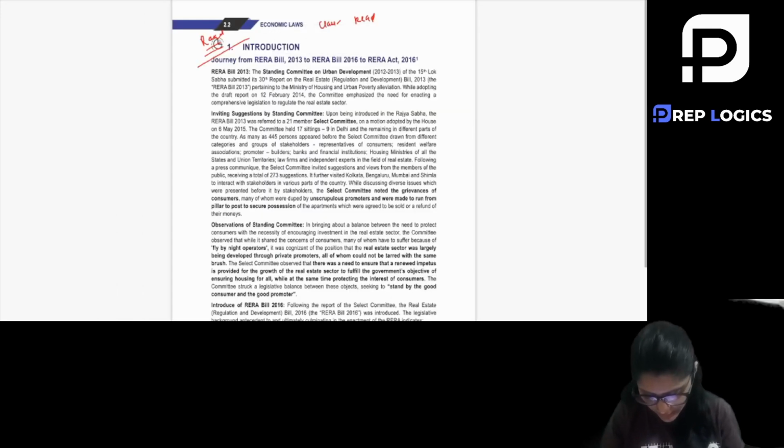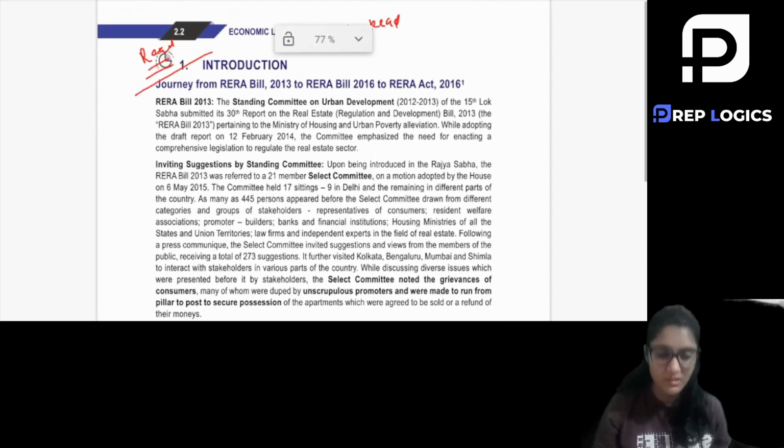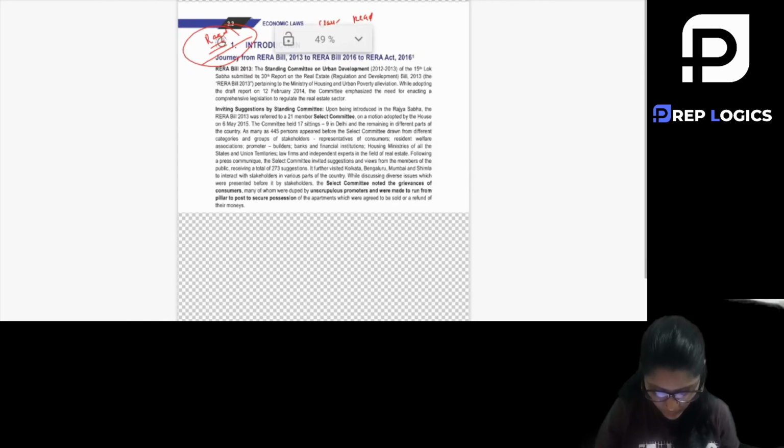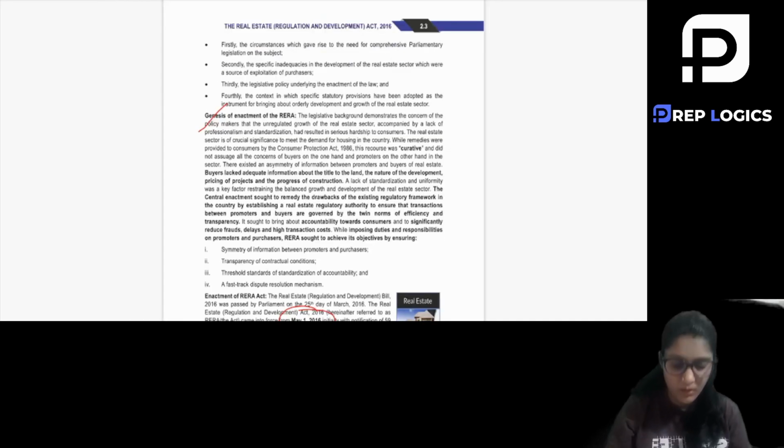So we all know that the first few pages are only the introduction of the act, so we do not need to understand this, just read these particular pages. Okay, these are just about why the act came into force, which I have already covered.